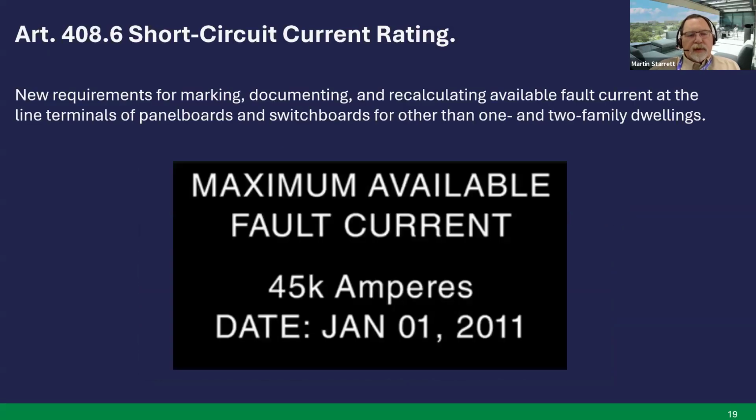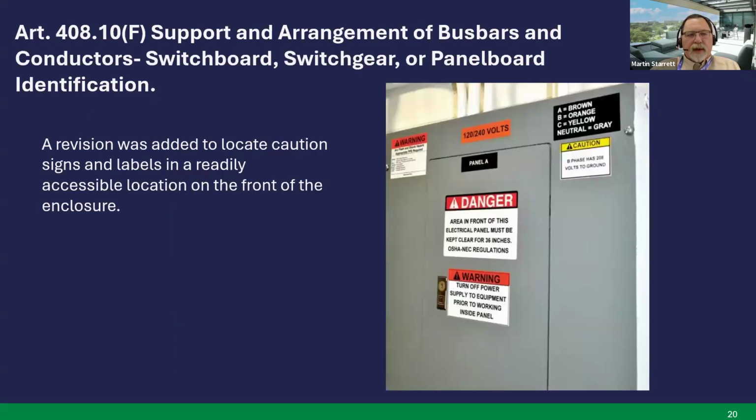Next slide. Article 408.6, short circuit current rating. There are new requirements for marking, documenting, and recalculating available fault current at line terminals of panelboards and switchboards for other than one and two family dwellings. Next slide. I really do like this one.